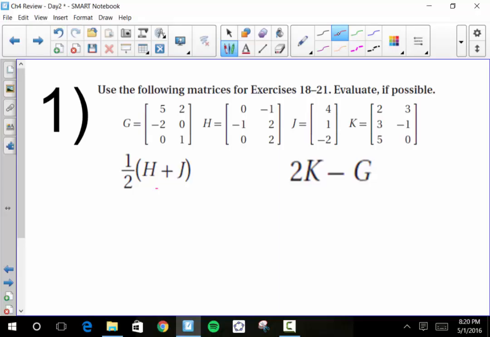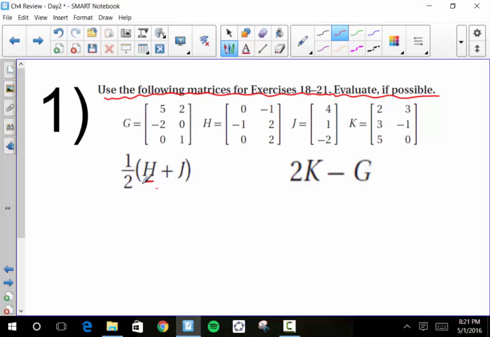So first, using the following matrices for exercises 18 to 21, evaluate if possible. So we just want to figure out what is 1/2 of H plus J. So the first thing you got to make sure is, can you add H plus J? And if you can add those, we'll just add those first, and then we'll distribute this 1/2 into each of the values in the matrix.